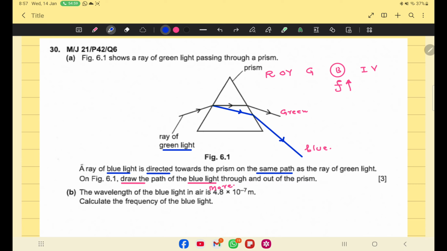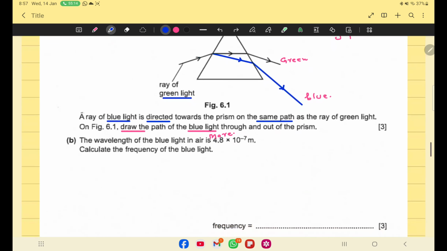Faria, why is blue light bending more? The higher the frequency, the more the bending. Okay. But Faria, then there is a mathematical question. The mathematical question is you are given the wavelength of blue light, and they are asking to calculate the frequency of blue light.